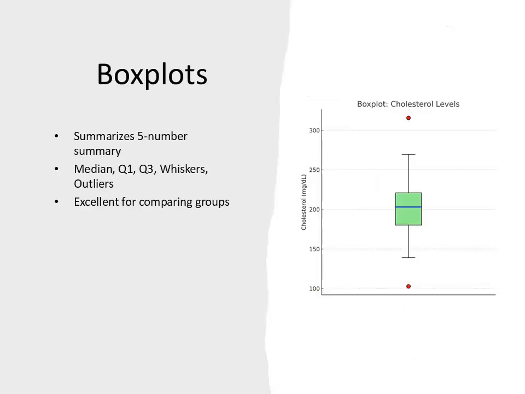A boxplot, or box and whisker plot, provides a compact summary of a continuous variable. The box shows the interquartile range, IQR, the middle 50% of the data. The line inside the box marks the median. The whiskers extend to typical values. Points beyond the whiskers are outliers. Boxplots are especially useful when you want to compare distributions across groups.